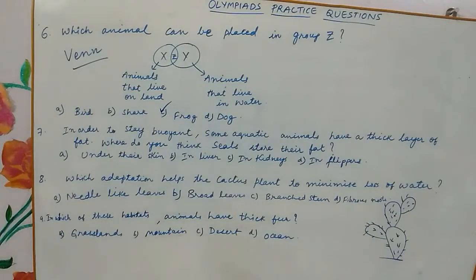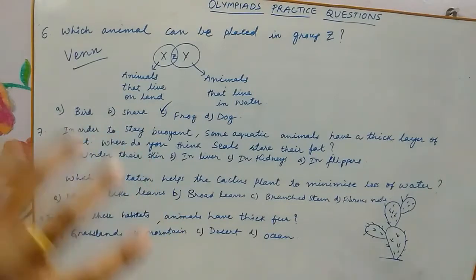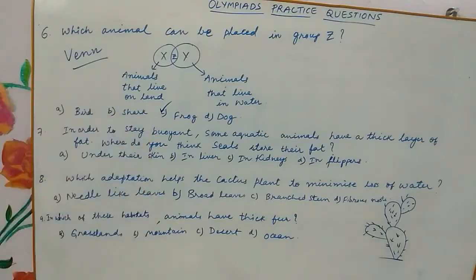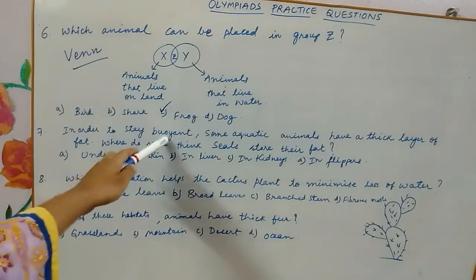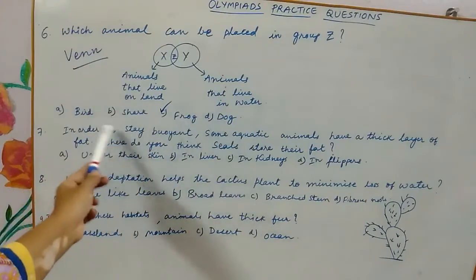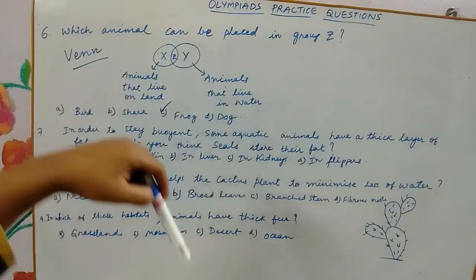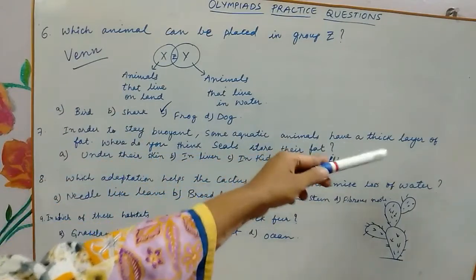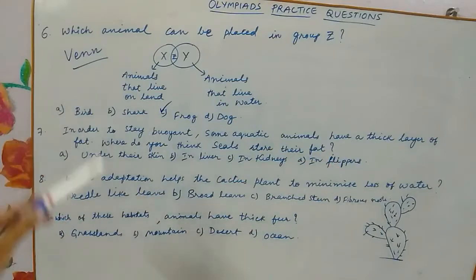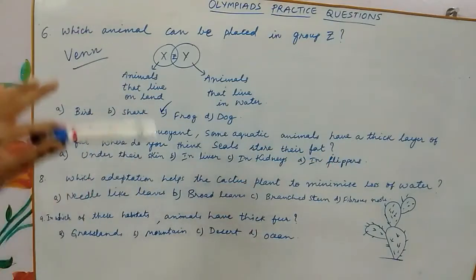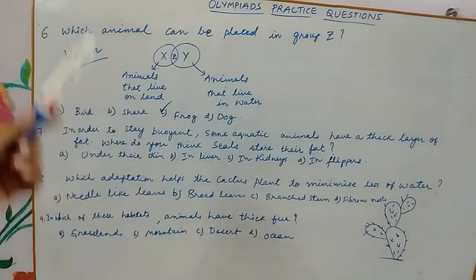The seventh one. In order to stay buoyant... What do you mean by buoyancy, children? The ability to float. Okay, some animals, aquatic animals, have the capacity to float, to swim, without sinking down. Instead, they float. That's called buoyancy. So, in order to stay buoyant without getting drowned, some aquatic animals have a thick layer of fat. This is what exactly helps the animals to float or to be buoyant and prevents them from drowning or sinking.